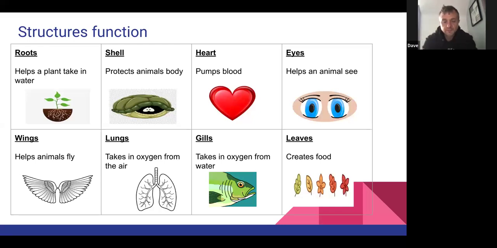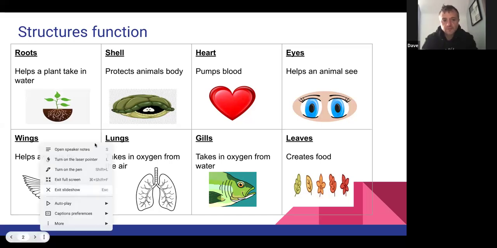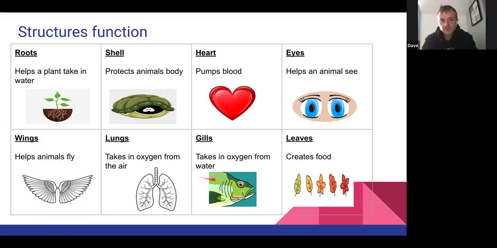Now gills, which are those little slits, right? And let me use this laser pointer. So these things right here, they are gills. Water goes over them, and then the fish take oxygen from the water. So the function of lungs and gills is the same: takes in oxygen. One takes it from the air, the other takes it from the water. And then leaves on a plant function to make food. They create food, okay?